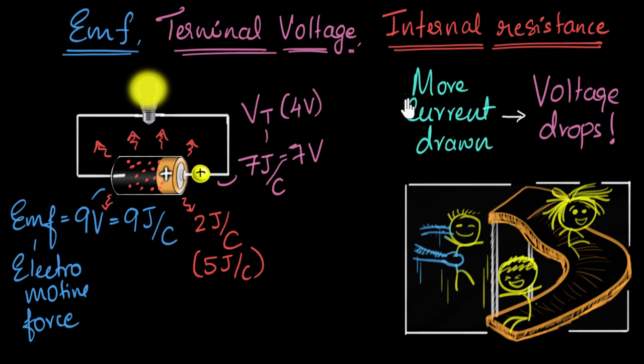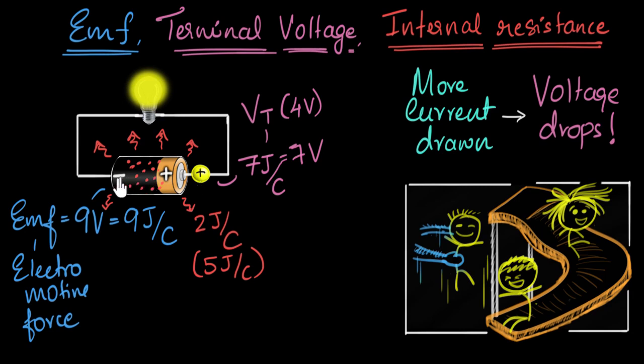When you are drawing more current from the battery, you're forcing the charges to go faster. Now the energy supplied to the charge stays the same, but as you go faster, the heat lost is more, and therefore the terminal voltage drops. Does that make sense now? This is the reason why, as we attached more and more bulbs in parallel, we were drawing more current, more heat loss, and as a result, the voltage across the battery was dropping, and therefore the bulb was glowing dimmer.